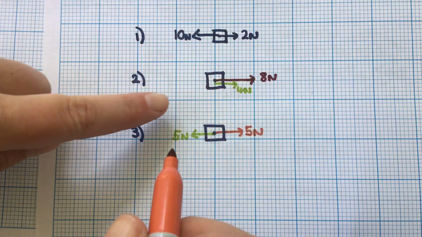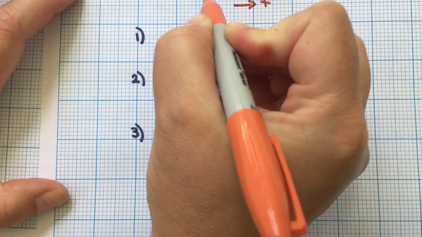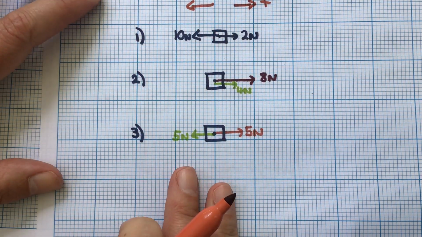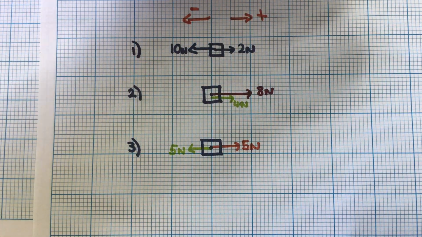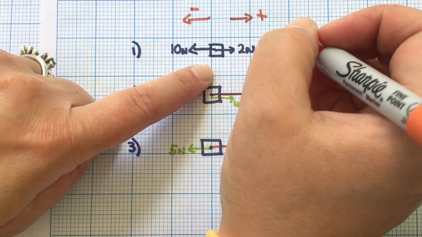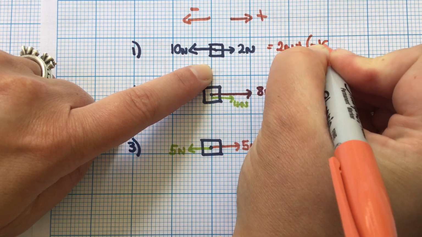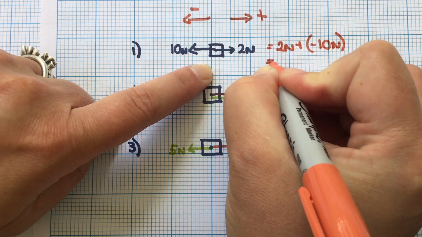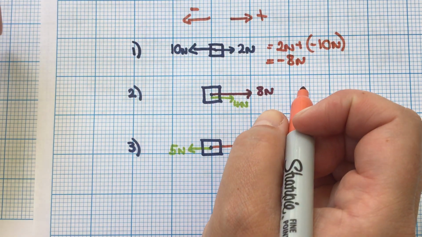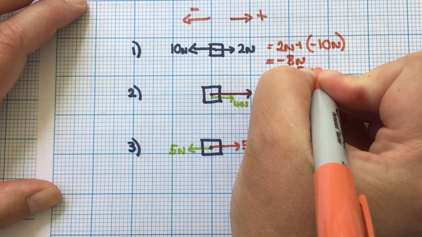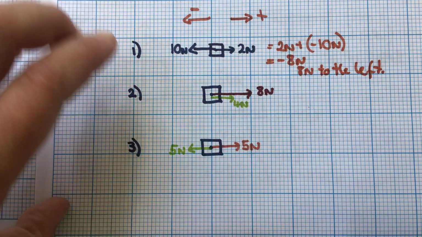So for all of these, I'm going to go through the answers now. And for all of these I'm going to say that to the right is positive and to the left is negative. So everything to the right is positive, everything to the left is negative. So this becomes a sum of 2 newtons plus minus 10 newtons, which is going to give me minus 8 newtons. So the resultant force is 8 newtons to the left. Give yourself a tick if you got that one right.